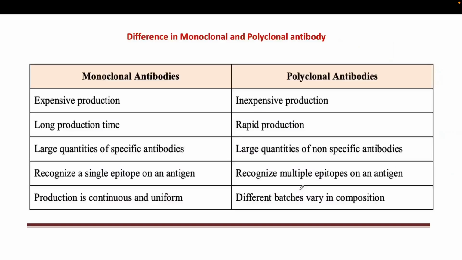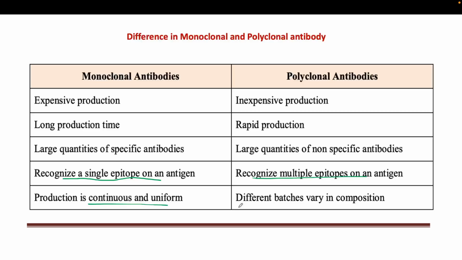Okay, so the difference between monoclonal and polyclonal is that a monoclonal antibody recognizes a single epitope of an antigen, and a polyclonal antibody recognizes multiple epitopes on an antigen. The production of monoclonal antibody is continuous and uniform, because it does not have any bias or randomness. It specifically determines only a single epitope, so that's why it is continuous and uniform.